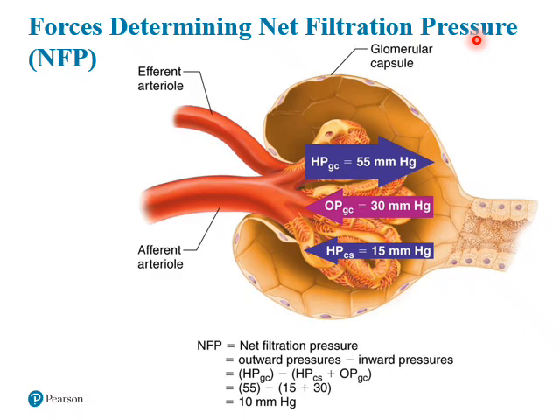So the net filtration pressure, therefore, is the resulting force responsible for filtrate formation and is the main controllable factor determining the glomerular filtration rate. Mathematically, the net filtration pressure is expressed as the outward pressure minus the total inward pressure. And the outward pressure is your hydrostatic pressure in the glomerulus.